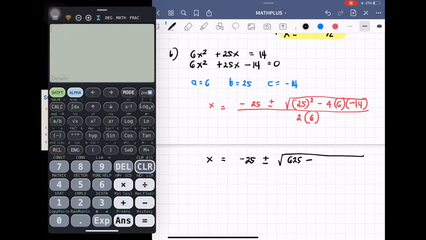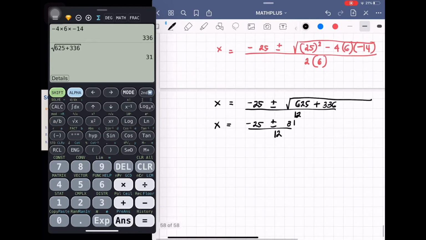Okay, so we have there negative 4 times 6 times negative 14. So we get positive 336, all over 12. Simplifying, you get x equal to the negative of 25 plus or minus the square root of, let's write that in our calculator. So we have 625 plus 336. So the square root of that sum, you get 31, all over 12.